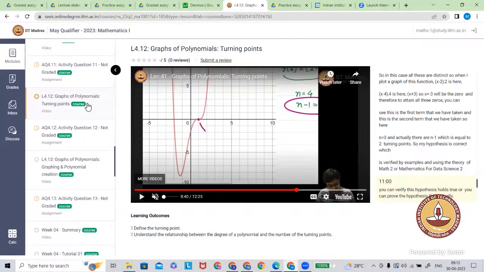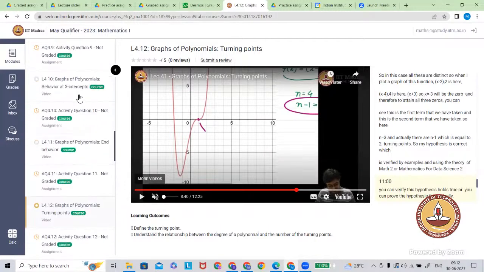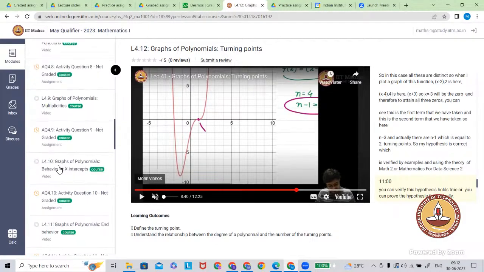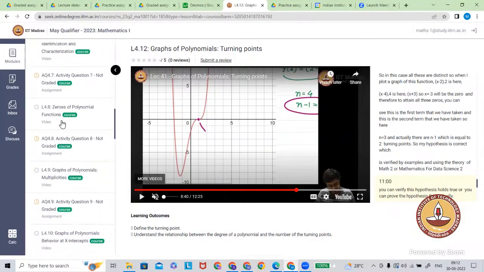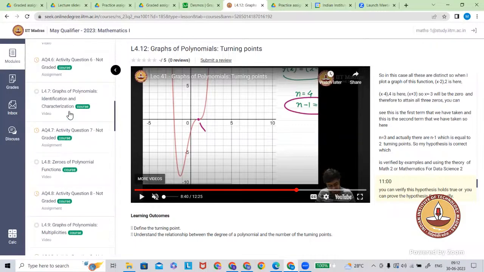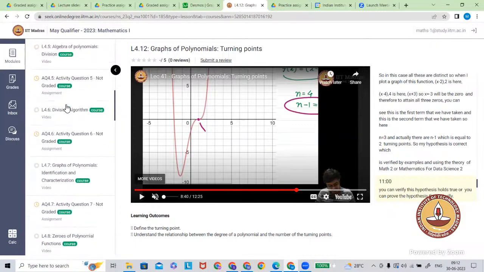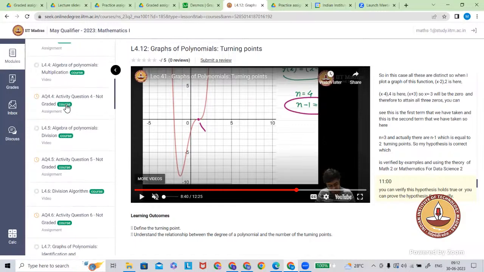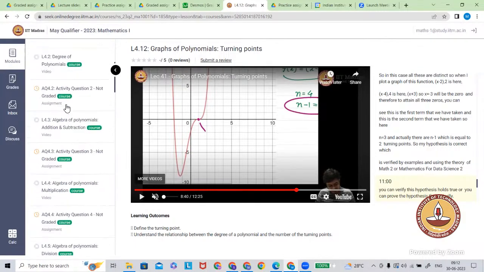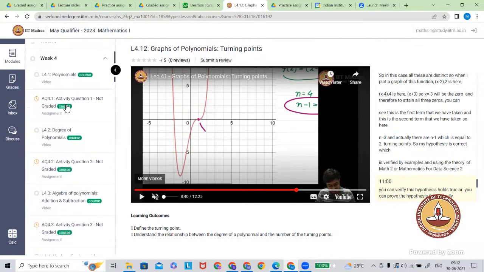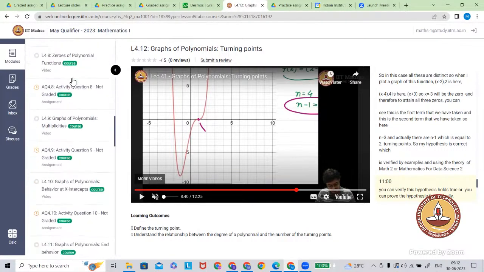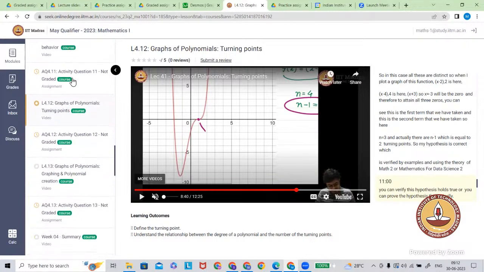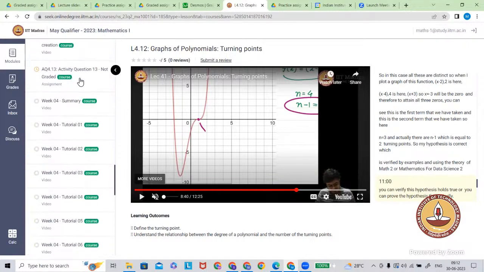The turning points are done. End behavior we did. X-intercepts or roots we have done, and multiplicity we did. The x-intercept and roots are the same. Zeros we did. Nothing remains. Division we already did. Addition, multiplication, polynomial definition, smoothness, degree, everything is done. In the next lecture, maybe we'll see some questions and doubts. Okay. Next.